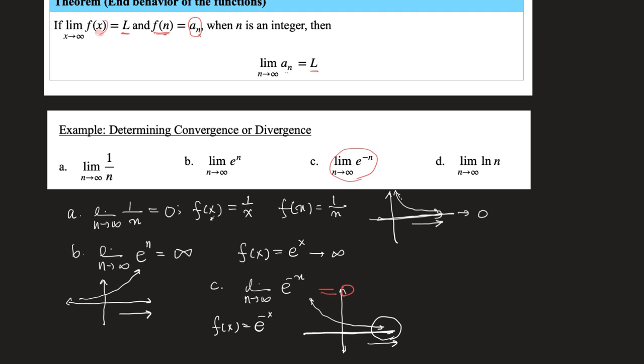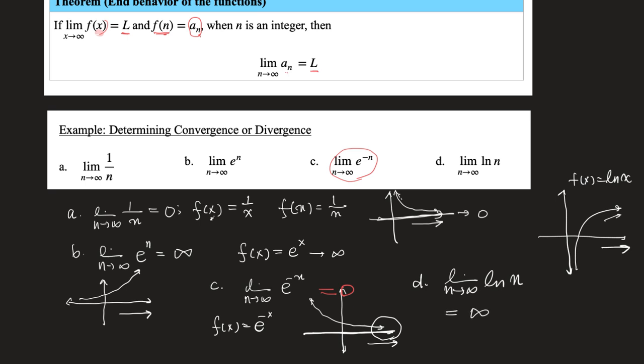Last one, D, the ln function: the limit as n approaches infinity of ln n. I'm going to sketch the ln x function. This is f(x) = ln x. As x approaches infinity, this ln function goes to infinity, increasing. So this limit is also infinity. That's one way to find the limit of a sequence. When you see a sequence, you can figure out what kind of function it represents and sketch the graph, or you remember the end behavior, and then you can easily find the limit of that sequence.